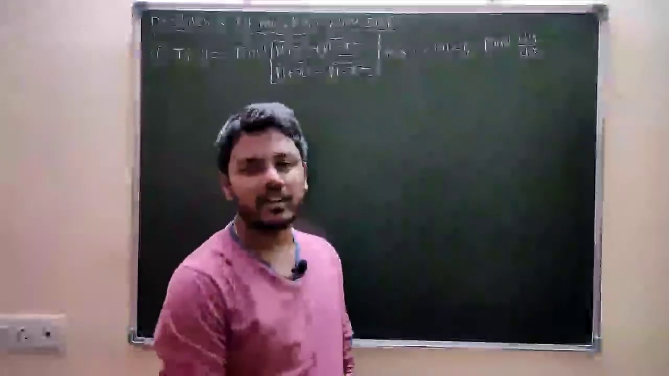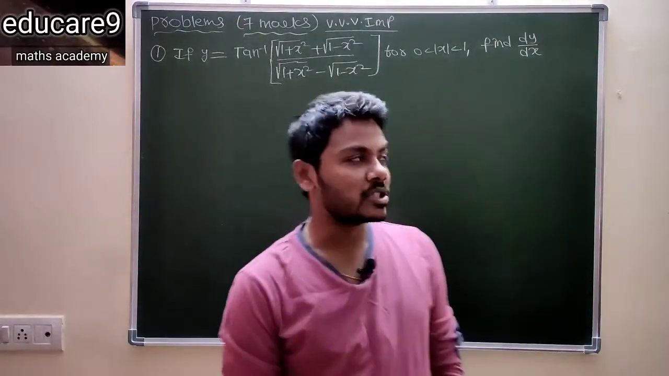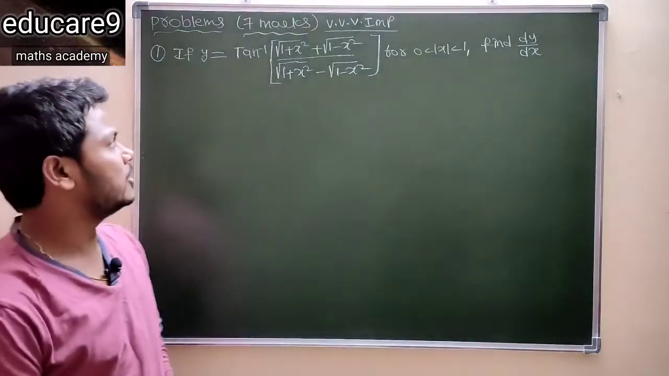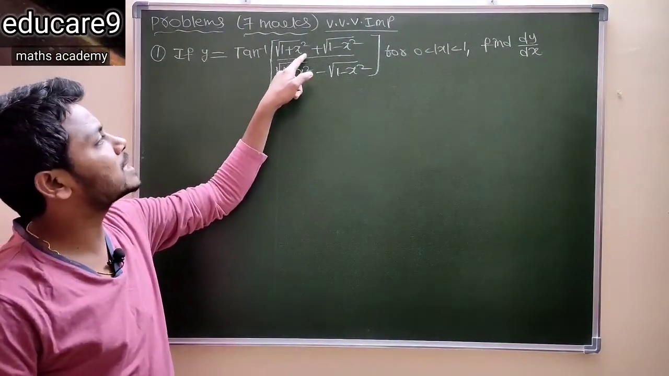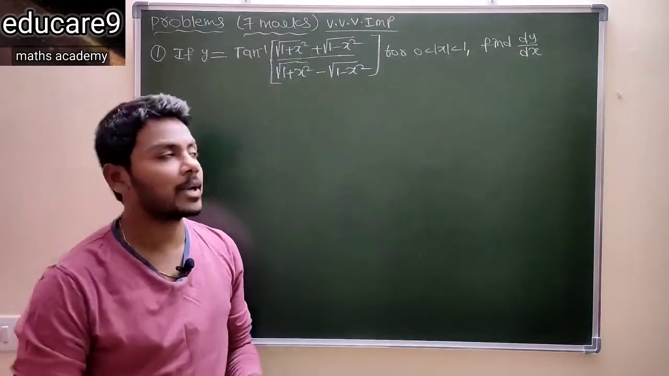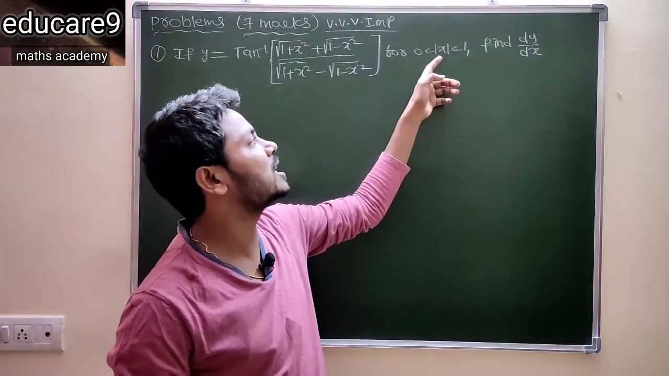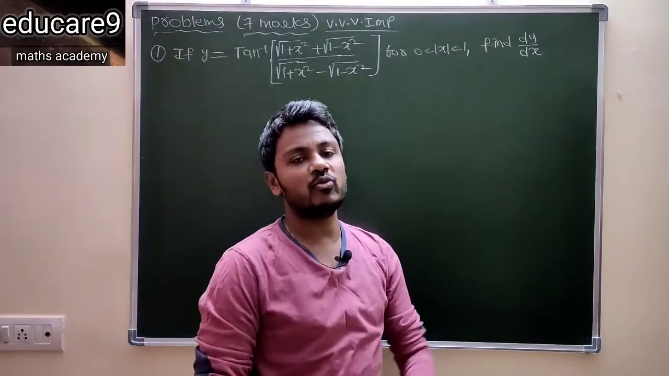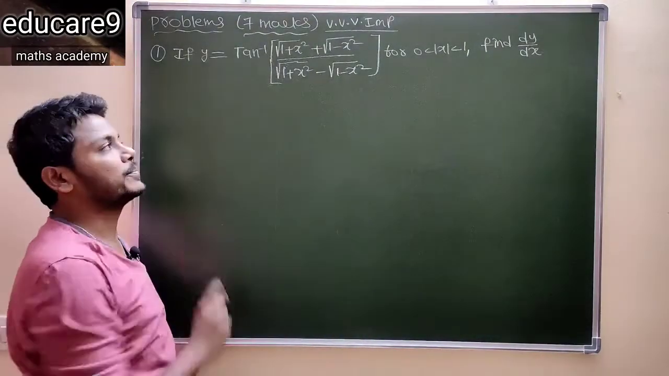Hello everyone. For this session, we will discuss a few 7 marks problems. See the first problem. If y is equal to tan inverse of (root of 1 plus x square plus root of 1 minus x square) by (root of 1 plus x square minus root of 1 minus x square) for 0 less than mod x less than 1, then find the derivative of y.